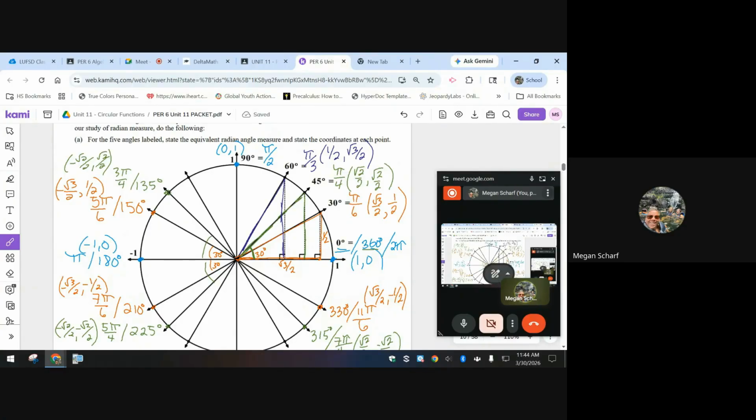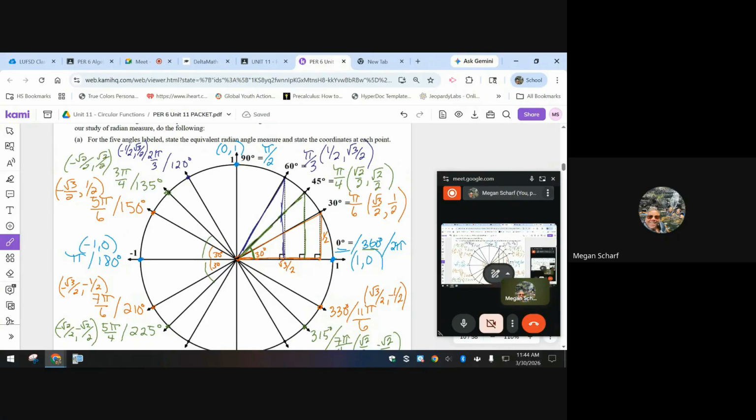All right, we're going to go quick. Second quadrant: 180 minus your 60 is 120. Divide that by 180. How many pi over 3s? 2 pi over 3. And you're getting the flow for the coordinates. Who becomes negative? That x. So negative 1/2, root of 3 over 2.